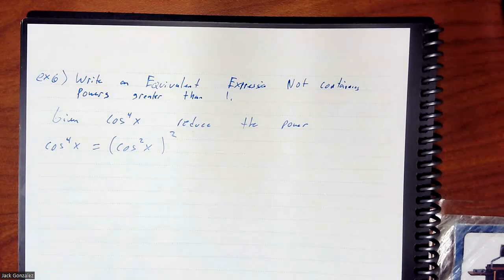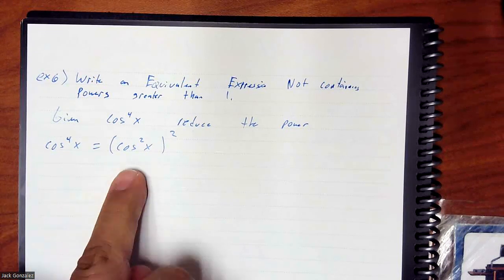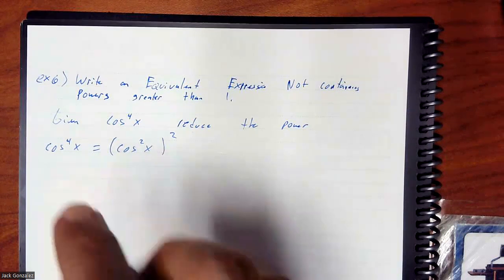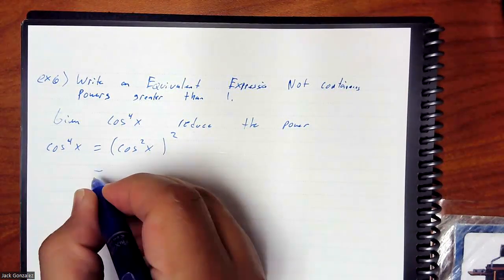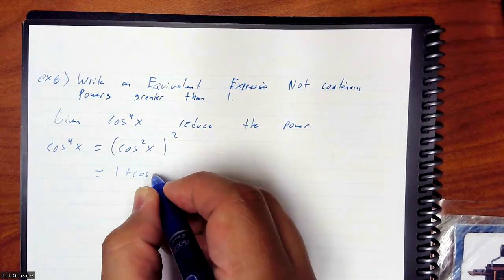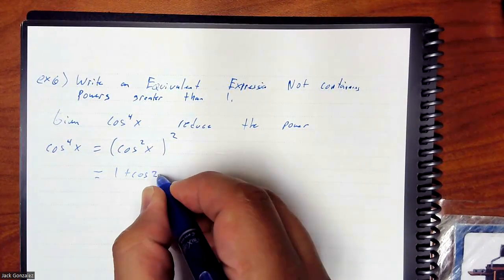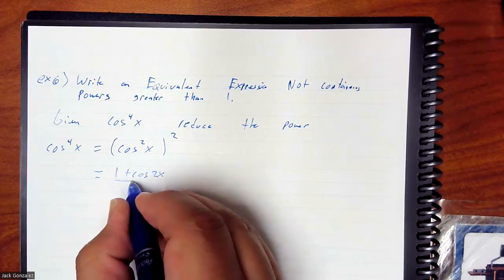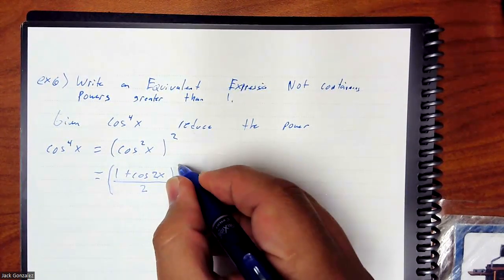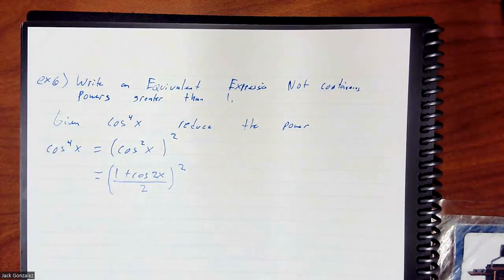Now look at your power reducing formulas. What was a cosine squared? 1 plus cosine 2x over 2. In our case, we have x. So see how I reduced the power. But I still have that square on there, so now you're gonna have to multiply it out and then do it again.